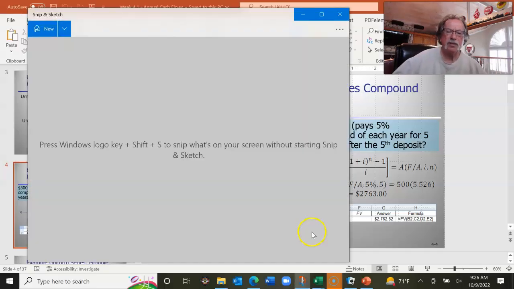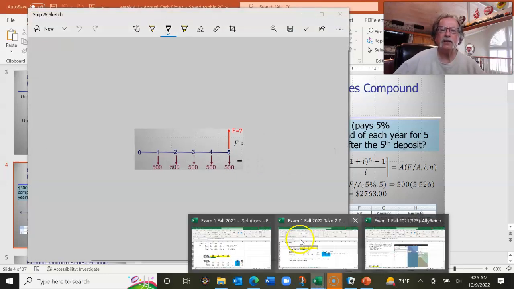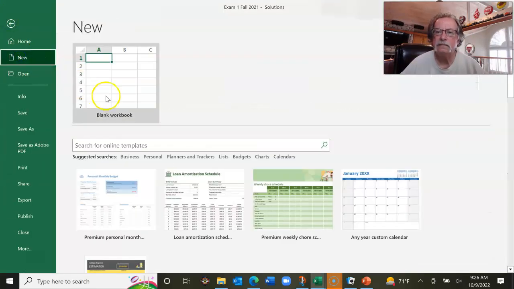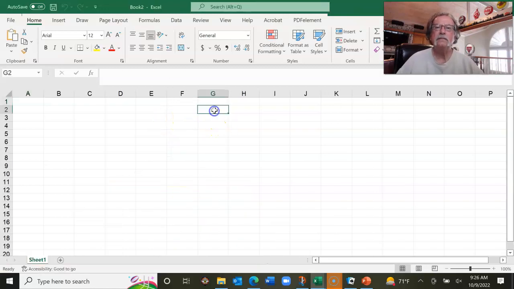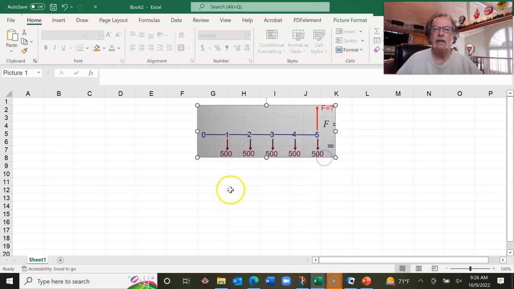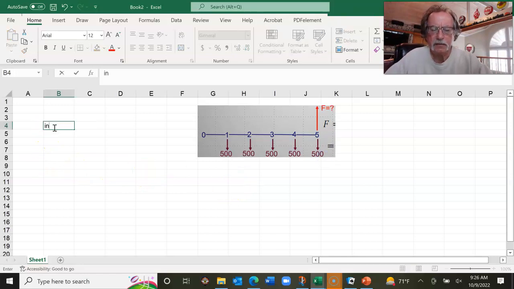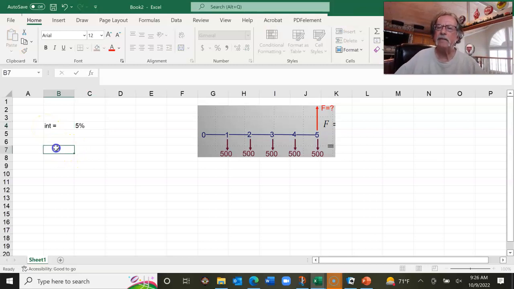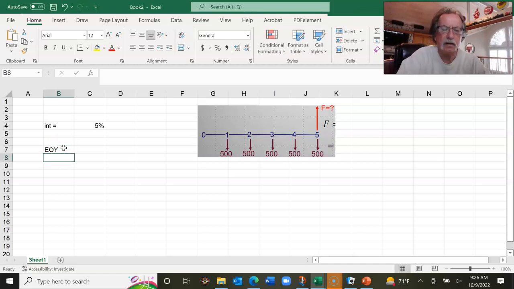The interest rate is 5%. We'll pop into Excel. So I'm going to put in here the interest rate equals 5%. Okay, and what we have is the following cash flows. We have end of year 0 through 5.